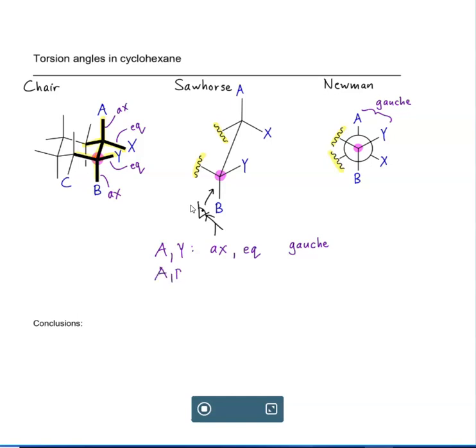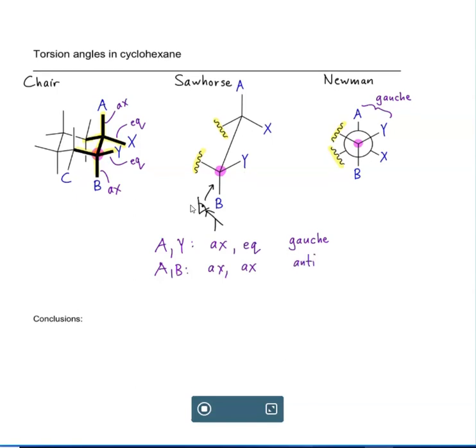Let's look at A and B. A is an axial bond. B is also an axial bond. They're on adjacent carbons, and as we can see, the torsion angle between A and B is 180 degrees, so they are anti. And then finally, X and Y. X is equatorial. Y is also equatorial. What we see in the Newman projection is that this is a 60-degree torsion angle, and so X and Y are gauche. Those are all the patterns you need.